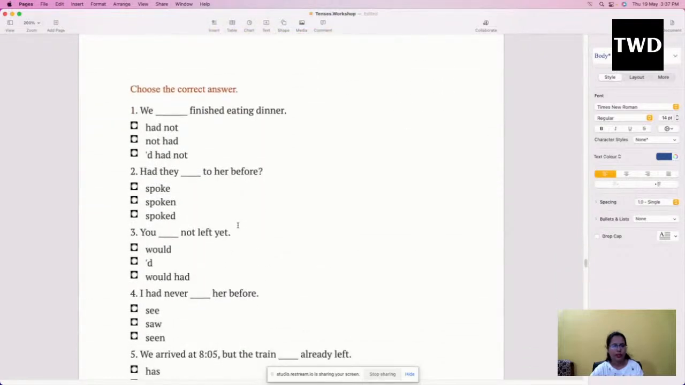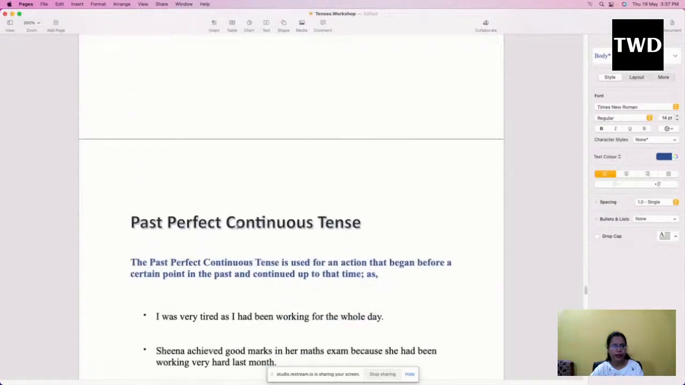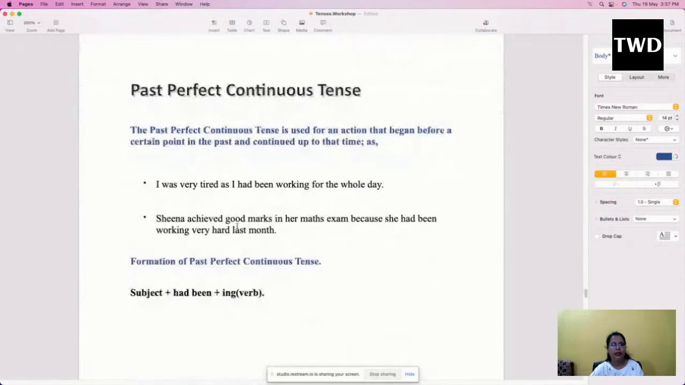These are some questions again. Please do practice these at home, right? Then past perfect continuous tense. The past perfect continuous tense is used for an action that began before a certain point in the past and continued up to that time.